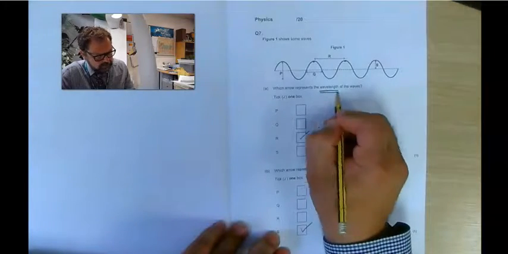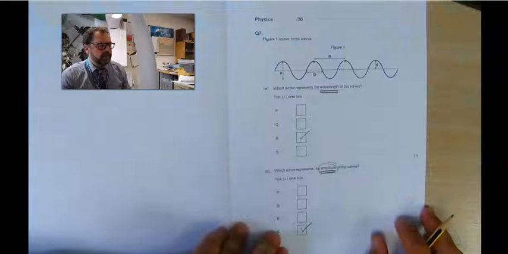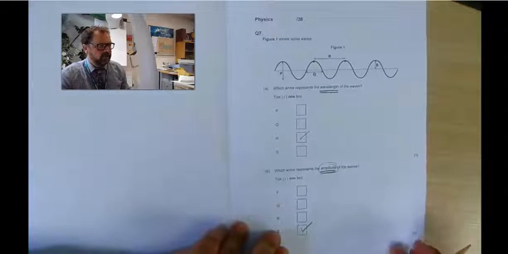Okay, if you've got these wrong, make sure you've memorized the definition of wavelength and amplitude and can identify them on a diagram.